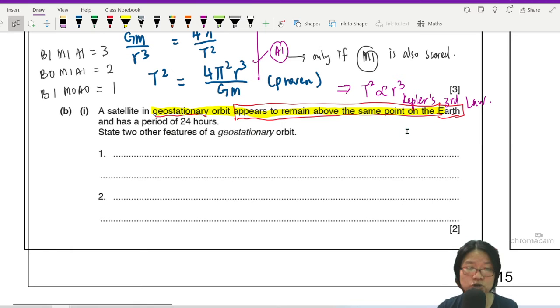Are there non-geostationary satellites? Yes, they are the remote-controlled ones. We can use them to spy on people, or mainly used for tracking. Okay, so a geostationary orbit appears to remain above the same point on the Earth.